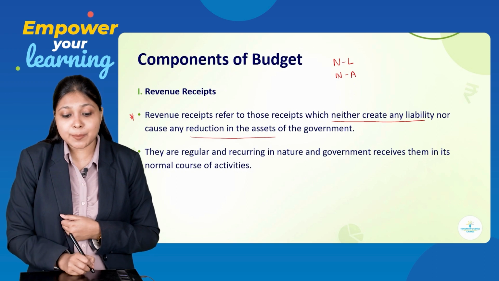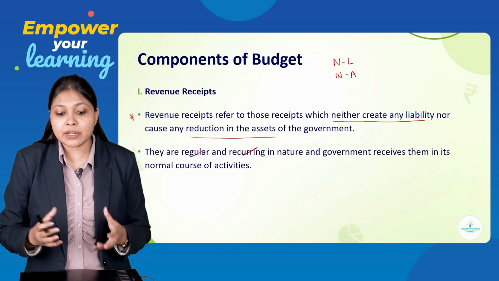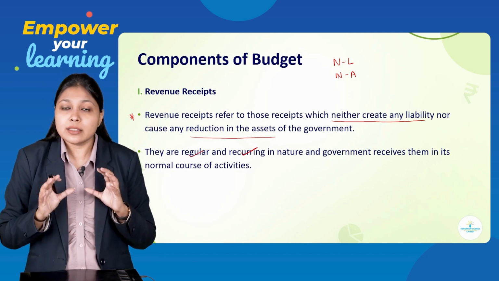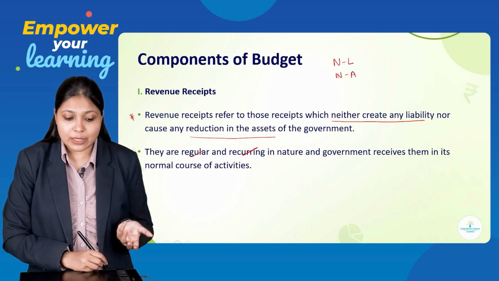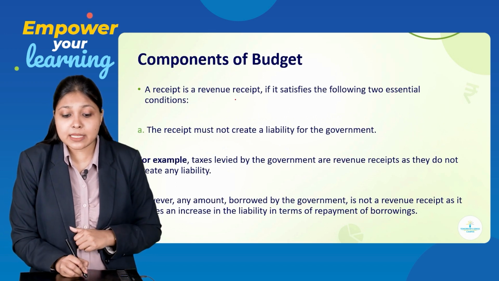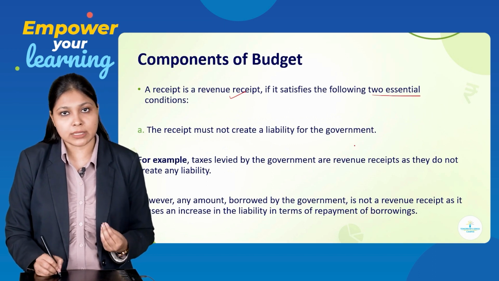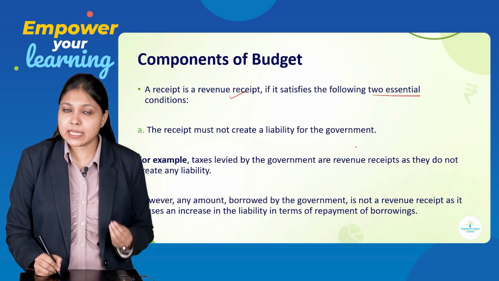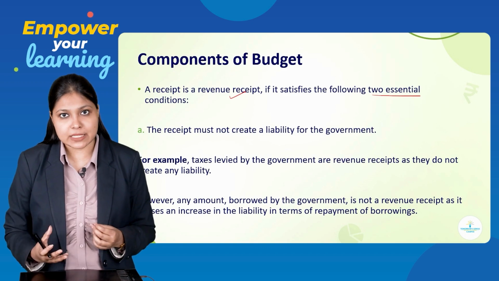So, these kinds of receipts are regular and recurring in nature. Government is going to receive them in the normal course of activities. Regular and recurring means these are receipts for the government which are going to be regular in nature, very frequent. A receipt is a revenue receipt if it satisfies the following two essential conditions. Now, to call a receipt a revenue receipt, there are two basic conditions which it needs to satisfy.